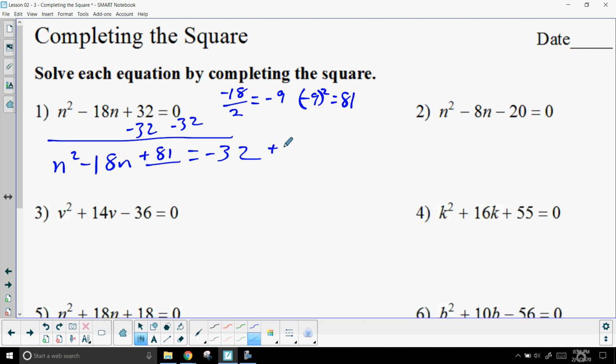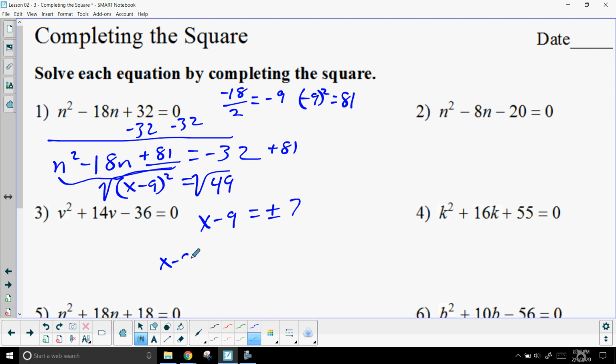This is going to factor nicely because I completed the square. So x minus 9 squared should equal whatever 81 minus 32 is. So if you're keeping up with me, 81 minus 32 should be 49. And check this out. Take the square root. Square root of 49 is 7. So x minus 9 equals plus minus 7. Split the problem up. And if you haven't figured it out by now, yeah, you should have some notebook paper. There's no space to do this on the worksheet.